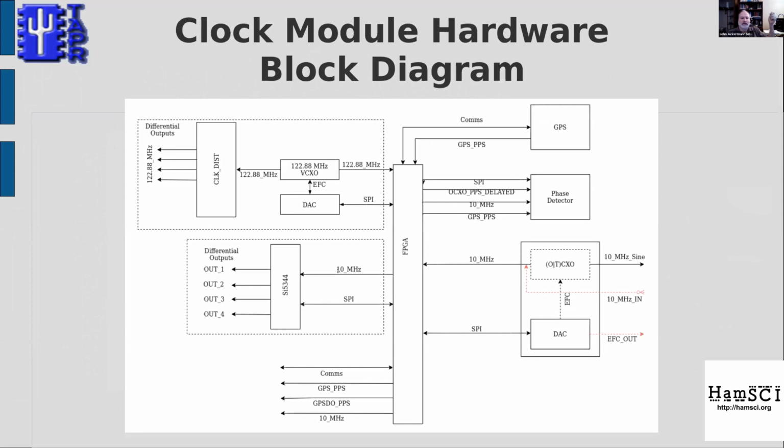There's another alternative in the design that instead of using a crystal to get the 122.88, we can use a synthesizer chip that's driven by 10 megahertz. And there's some trade-offs in that that I won't go into now, but that will provide us the option of generating either the 122.88 or other frequencies as well. And then the FPGA will output communications, pulse per second, and 10 megahertz to the rest of the data engine for use as needed.